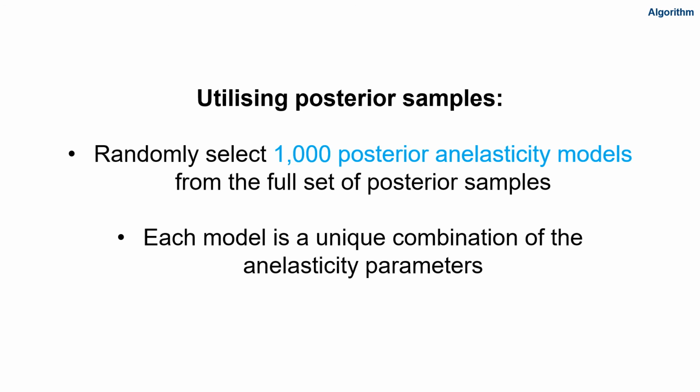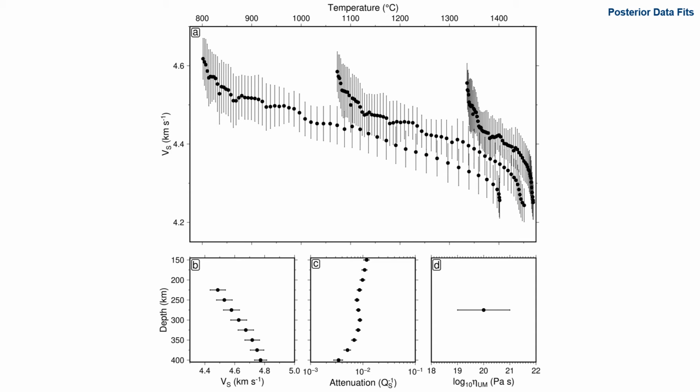To utilize the posterior samples we have generated, we first randomly select 1,000 of these anelasticity models, which are sufficient to characterize the distribution. Each model is a unique combination of the anelasticity parameters. By comparing our sampled posterior models to the data, we can confirm that the algorithm has proceeded as expected. Here you can see the 4 mantle constraints used in the inversion, and now with the posterior model predictions overlain.